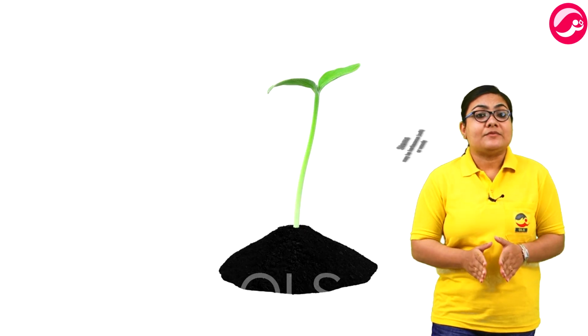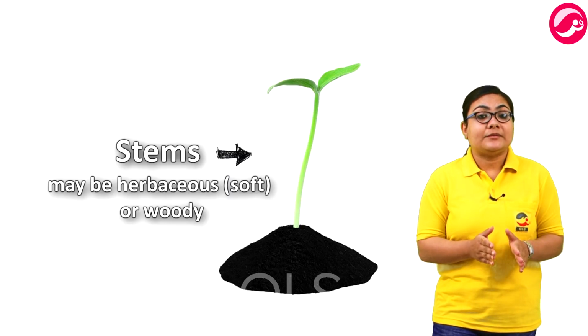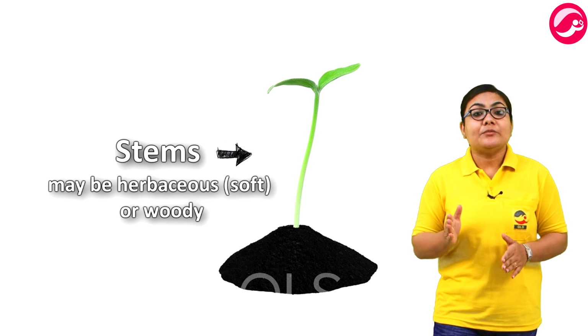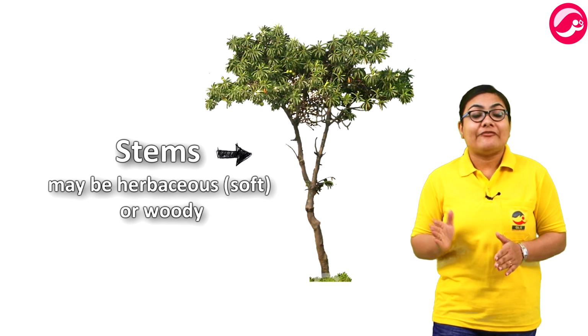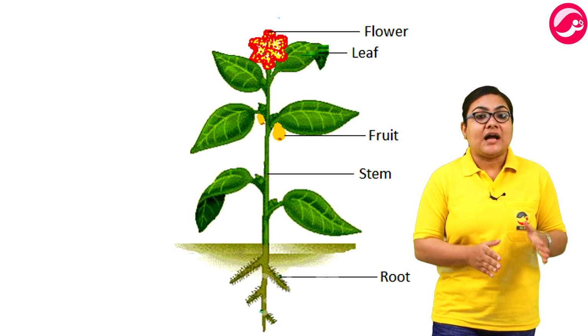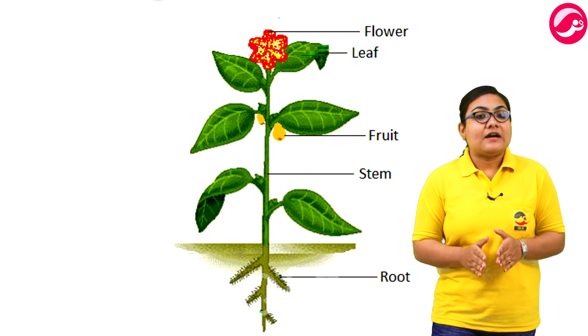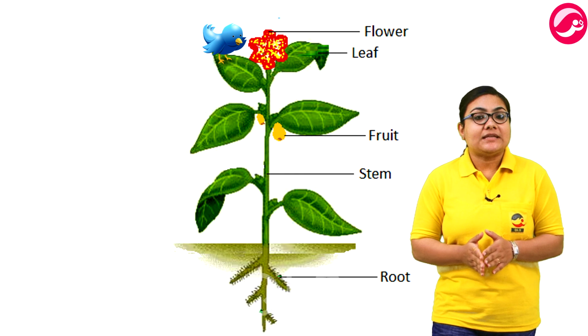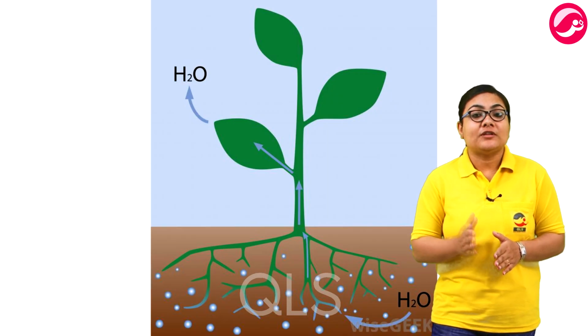Stems may be herbaceous, that means they are soft, or they can be woody in nature, meaning they are very hard. Their main function is to provide support to the plant, holding leaves, flowers and buds, and in some cases stems also store food for the plant.